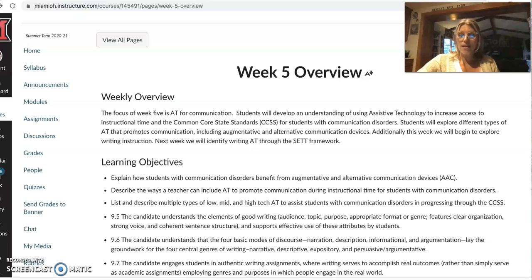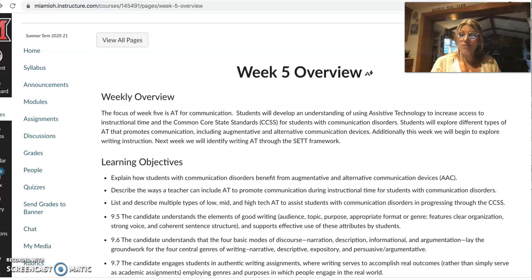And so specifically, we'll be developing an understanding of using AT to increase access for the Gen Ed curriculum and instructional time in Gen Ed settings for students with communication disorders. So think about students with autism, students with cerebral palsy, maybe students with multiple disabilities. So students will explore different types of AT to promote communication, and we'll be focusing at several points throughout this module on specifically augmentative and alternative or AAC devices.